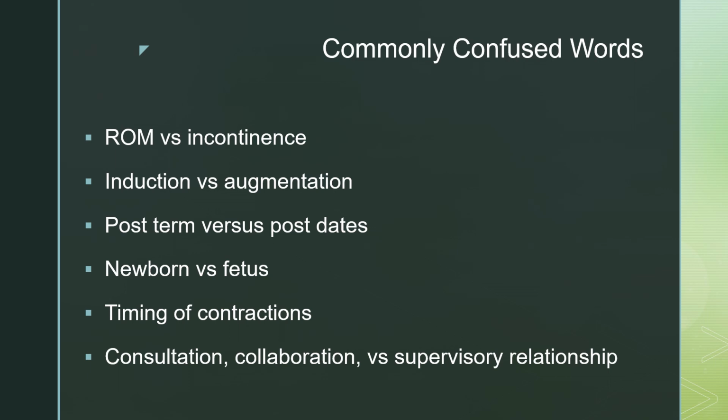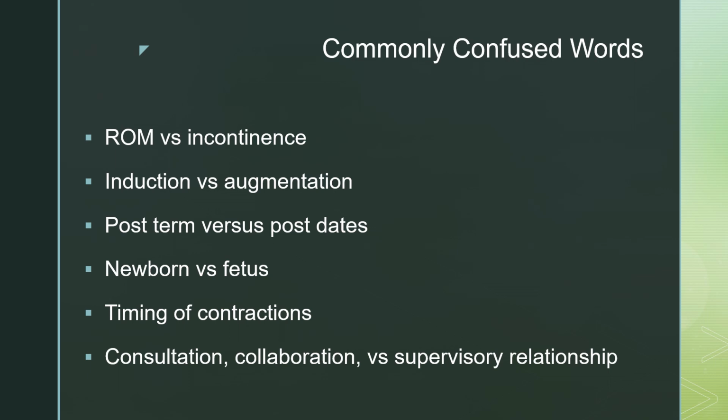Post-term versus post-dates. This one I hear often get mixed up. So post-term is as soon as she hits her due date. So she's 40 weeks and one day. A lot of the medical terminology is post-term. So that's 40 to 42. Post-dates is past 42 weeks gestation. Newborn versus fetus. So fetus is inside of the mother during the pregnancy. Newborn is as soon as the baby is born, that first month of life, and then they transition to a baby after that.